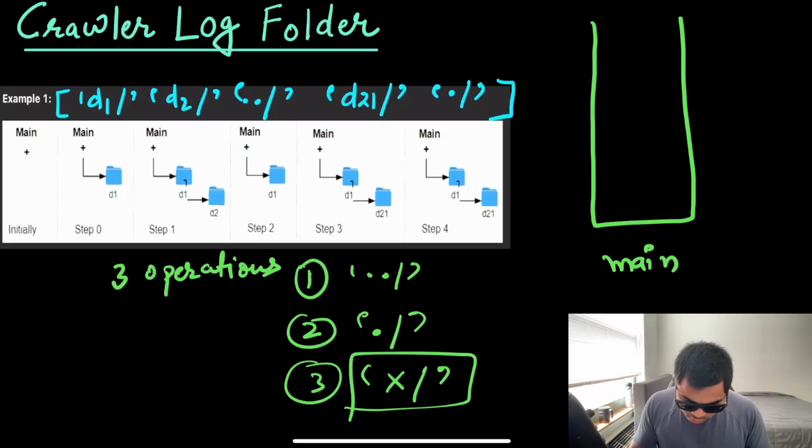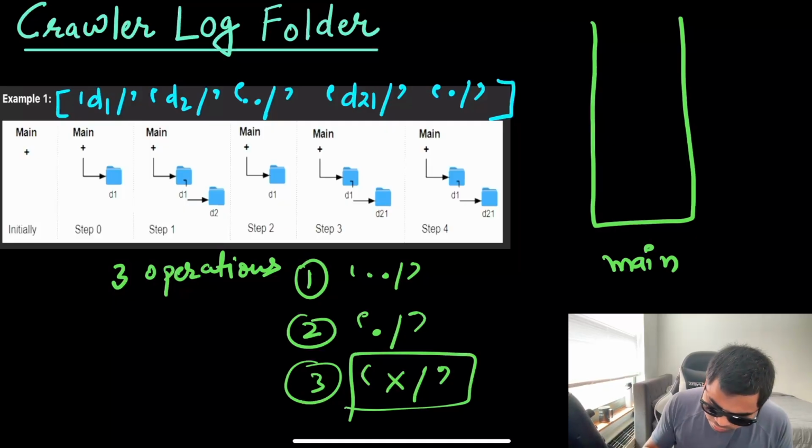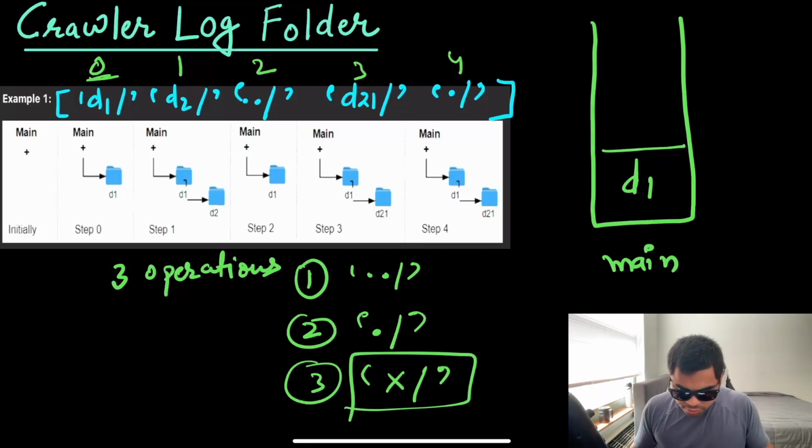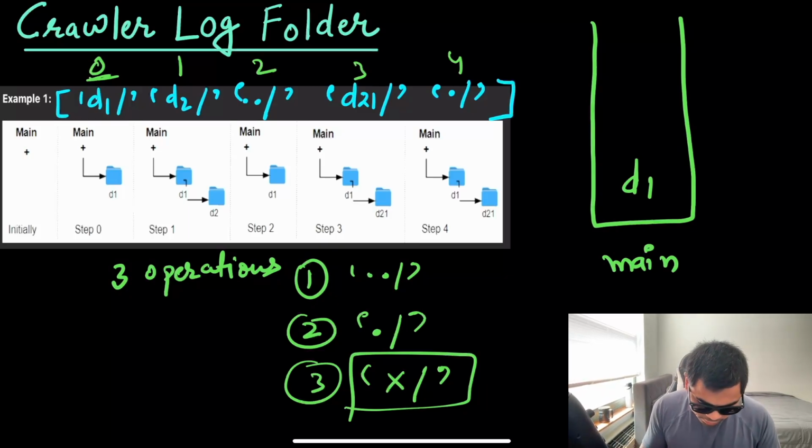Okay, so this is what happens on the logs, which are over here: 0, 1, 2, 3, and 4. Log 0 takes you to the D1 folder. So we will add this to our stack. Let me not draw the line here, because we will be popping out these folders. So we are in D1 now. This is my current state over here.